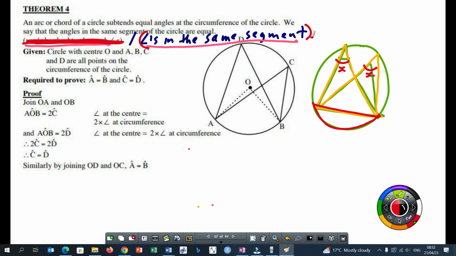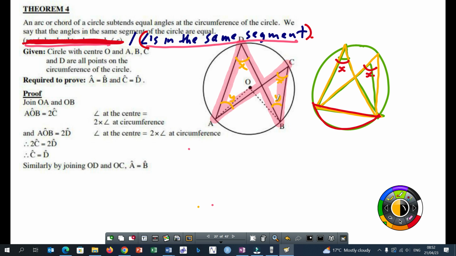Now, I'm sure you can see here that we have got what's called a butterfly. So this is the butterfly. Whenever you see a butterfly like that, you must remember that that's theorem 4. So, with that butterfly, this angle will be equal to that, and that angle will also be equal to that angle.